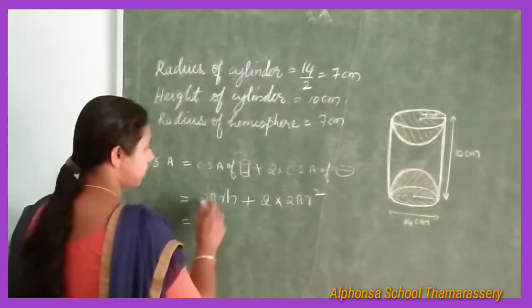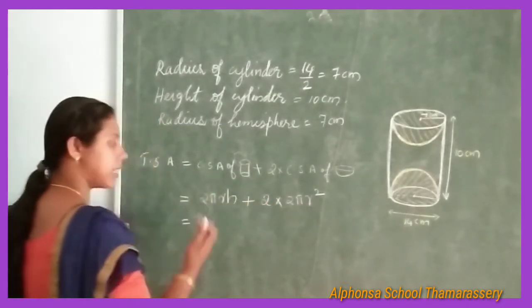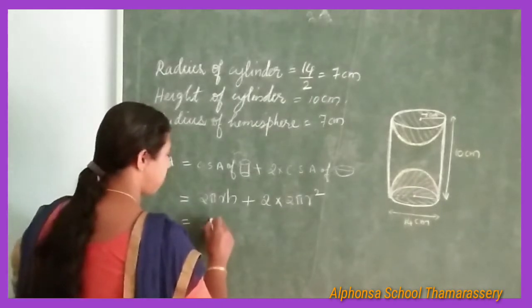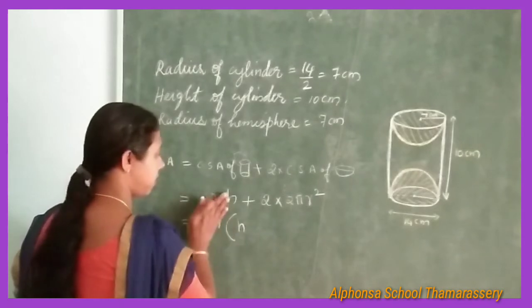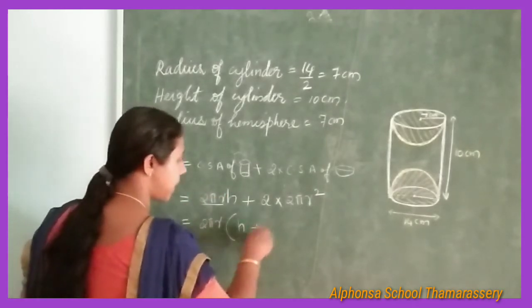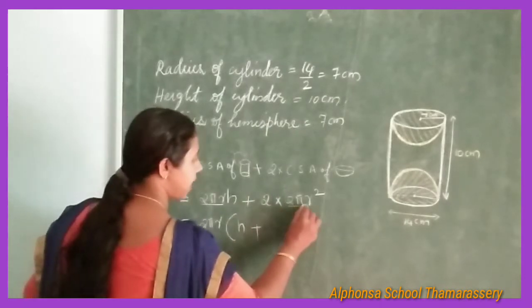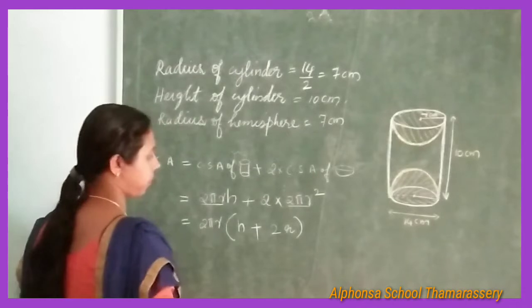In both the terms 2 pi is common and the radius is also the same. You can take it out. Then 2 pi r is taken out. From the first term, the height of the cylinder is left, h, plus. And from the second term, 2 pi and one r is taken, then 2 r is left there.